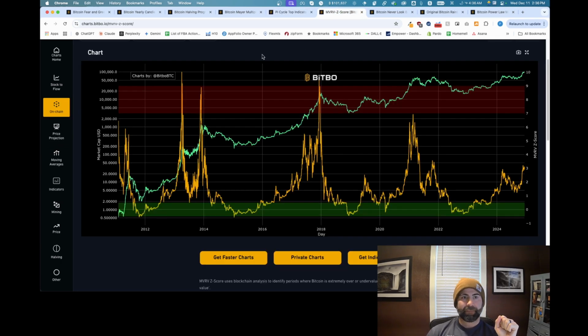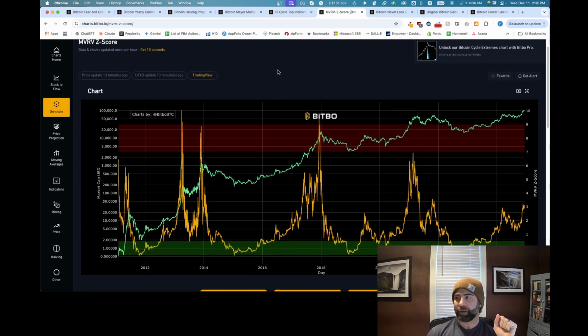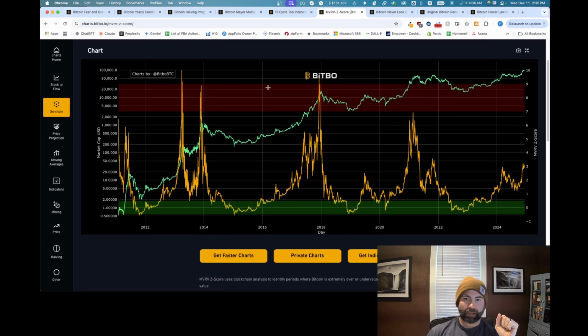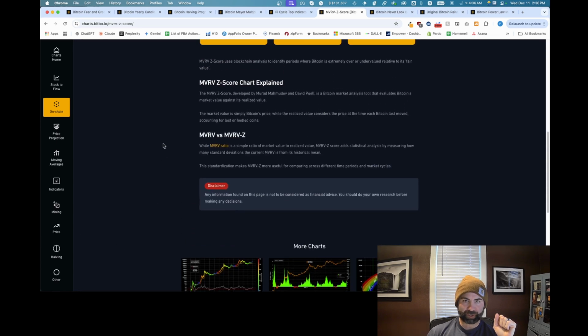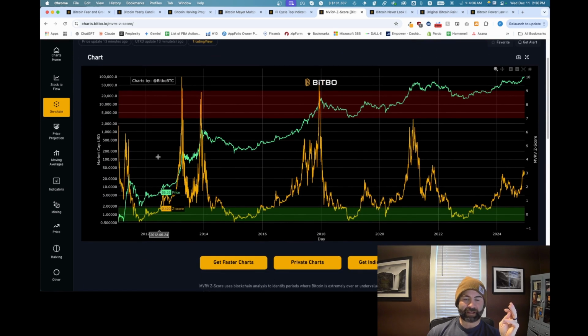All right, the MVRV Z-Score. For this one, let's take a look. Ultimately, what this is going to do is tell us the ratio. It really just tells you the bands that Bitcoin typically operates in. So right here in this area is the typical price action. When things start to heat up, that's when we start to get into these red zones.